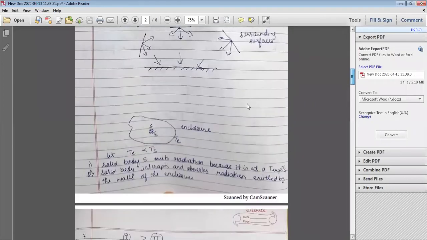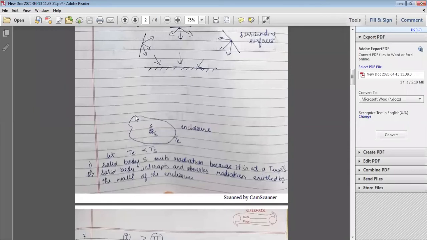Say, for example, one more example: I take one small surface, I call it S, and it is maintained at a temperature Ts. This small surface is enclosed by an enclosure at a temperature of Tc. Let this Tc be less than Ts. That is, the surface has a greater temperature than this enclosure.